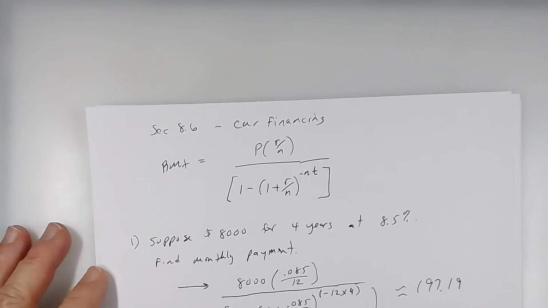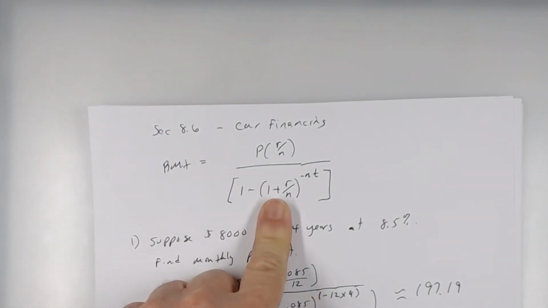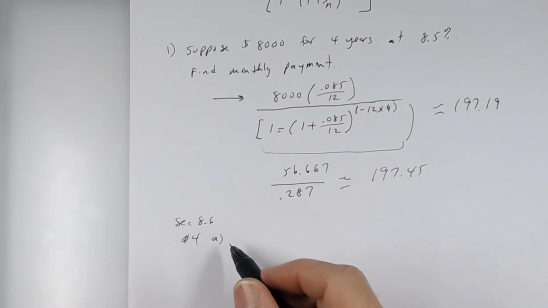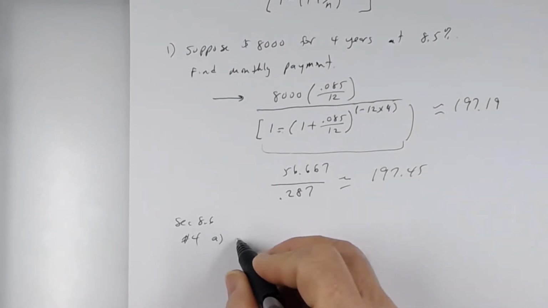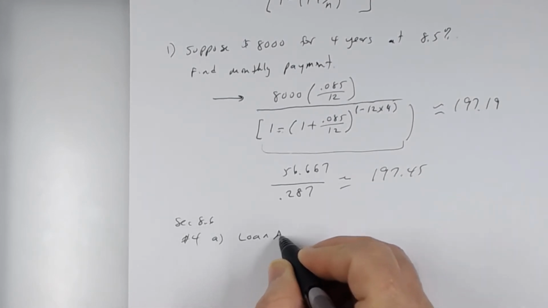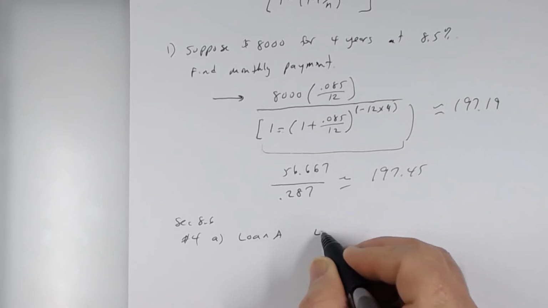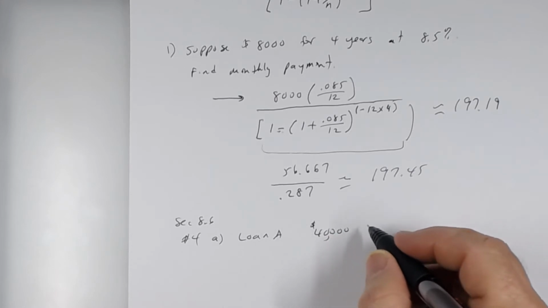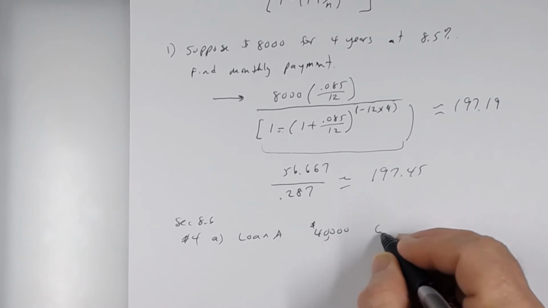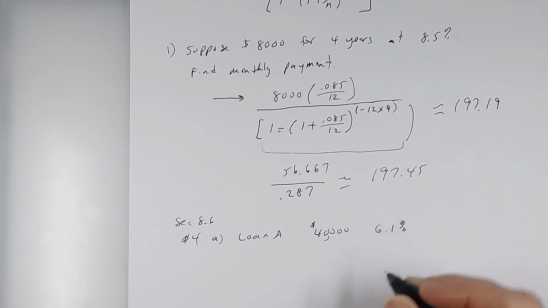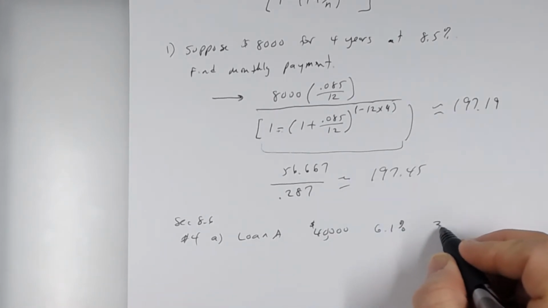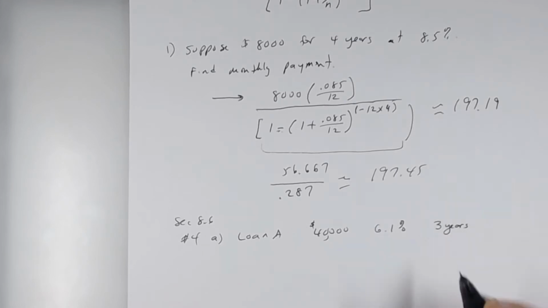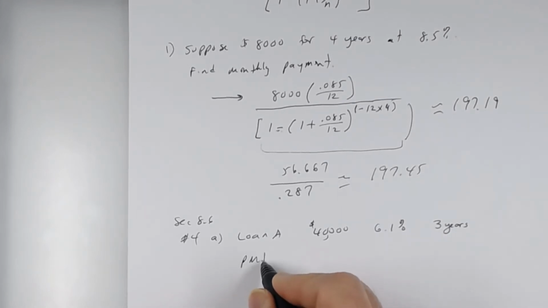What formula will I use to find? Yeah, that one here. All right, so we're going to do one more possibility with your calculator. So this is loan A. The amount you borrowed is $40,000, and it's at what percentage rate? 6.1%. Okay, and it's how many years? 3 years. All right, so go ahead and find your monthly payment.